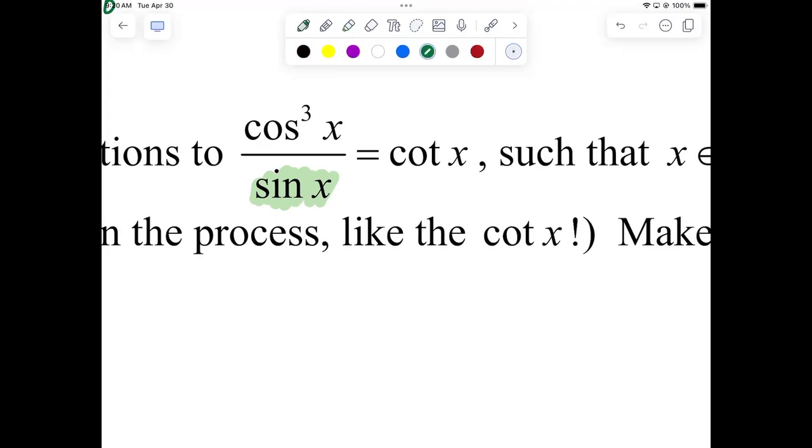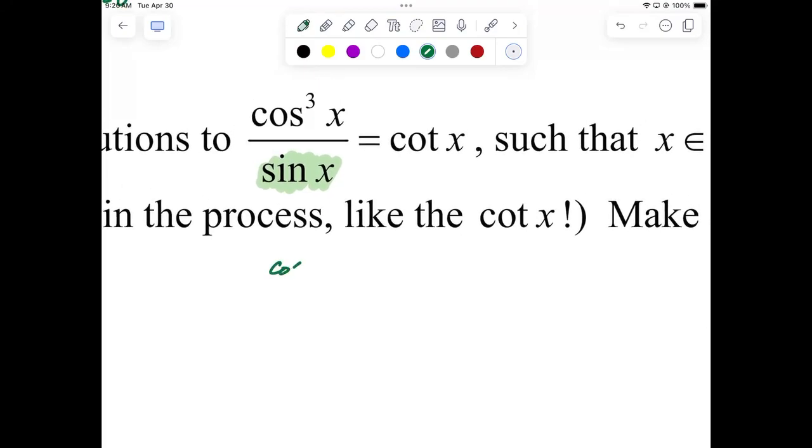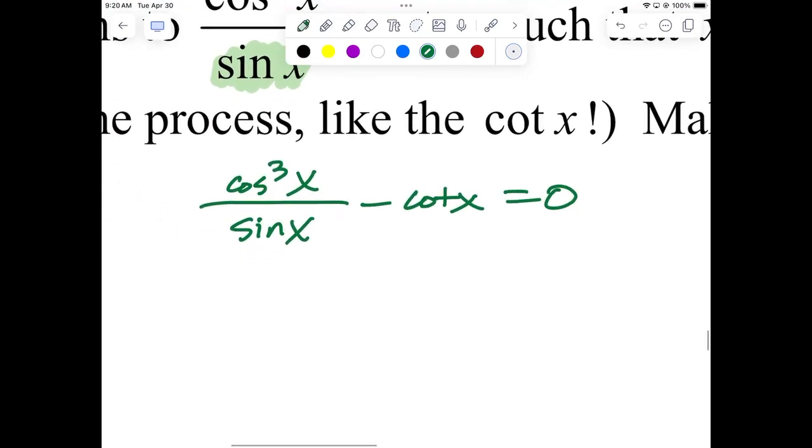If you have things on both sides, your first step should be like what we did in the previous problem. Get everything on one side and set it equal to 0. Now, the goal of setting something equal to 0 is to factor it. And the first rule of factoring is to look for a common factor. Do we have any common factors yet? No, we don't.